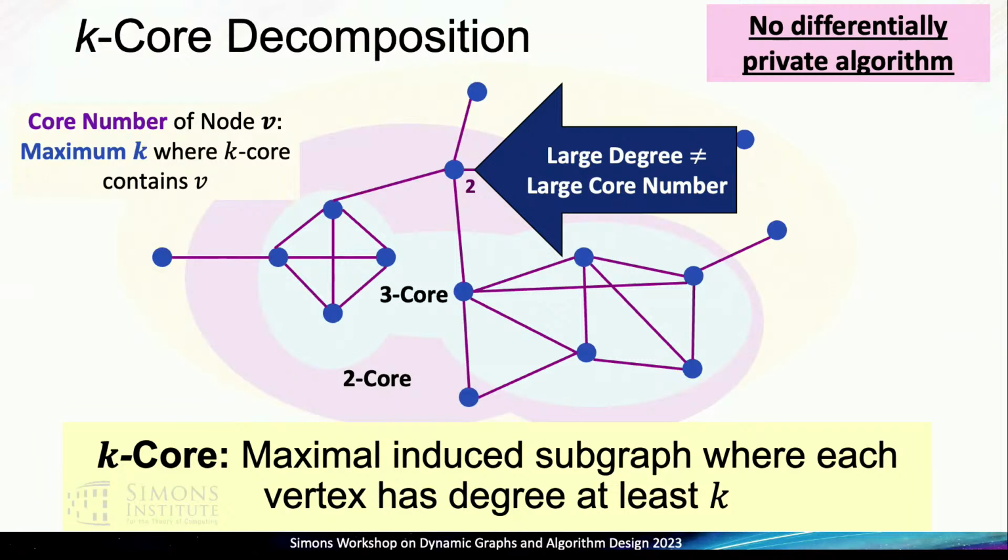I just want to mention that K-core decomposition is not the same as the degree of the vertex. A very large degree vertex could have a small K-core value. And one problem with the exact K-core decomposition definition is that there are no differentially private algorithms for this problem. So there provably do not exist private algorithms for the exact K-core decomposition problem.